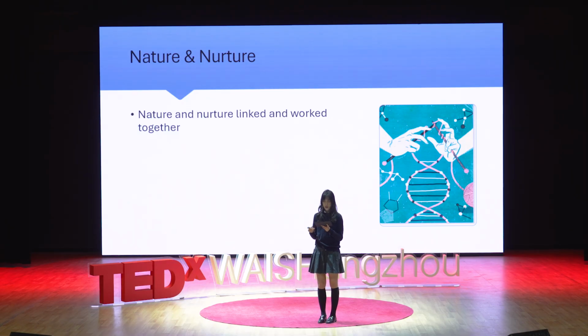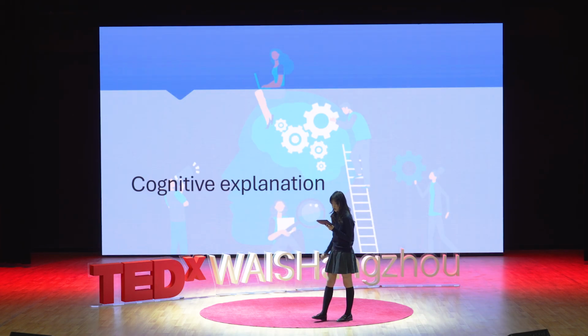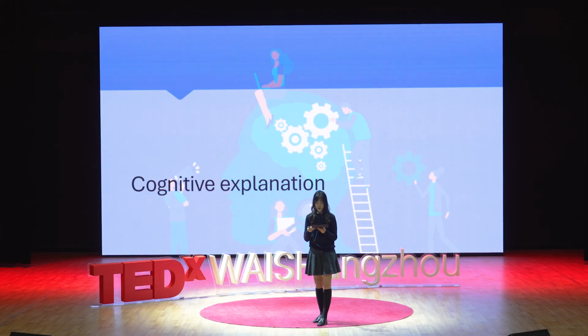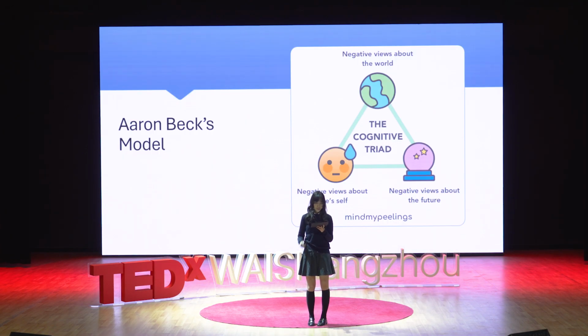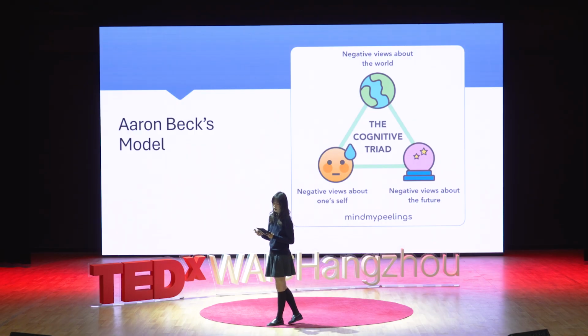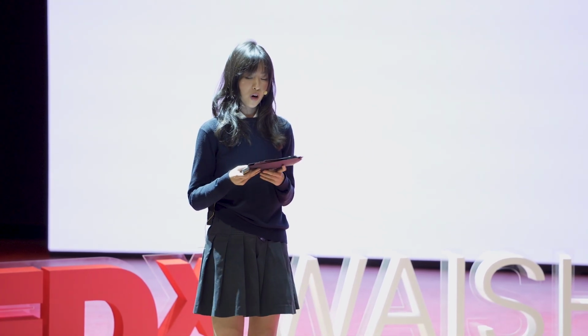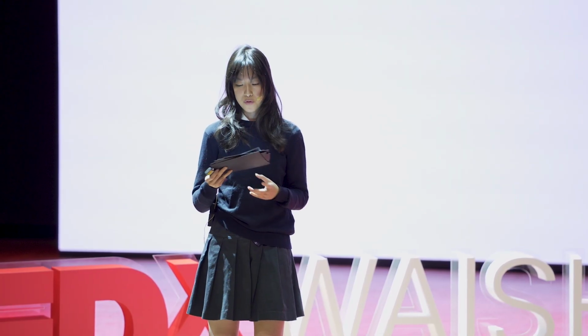Now that we know more about how both biological and environmental factors contribute to disorders, let's turn the focus to the explanation of depression from a cognitive point of view. There's Aaron Beck's model. Beck believes that depression could be explained by three negative thought patterns that people may develop about themselves, the future, and the world. Beck feels that this negative triad probably develops from bad experiences that people have had before.